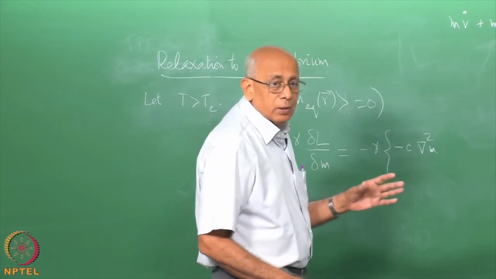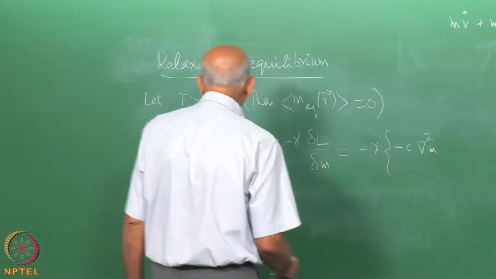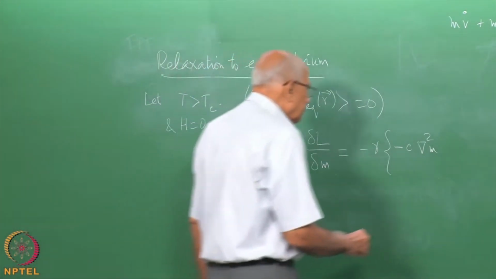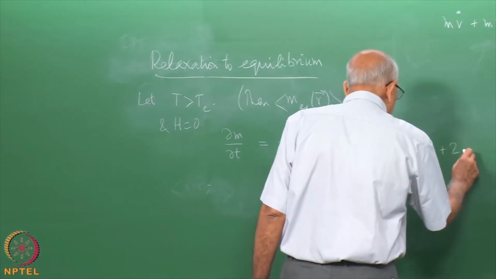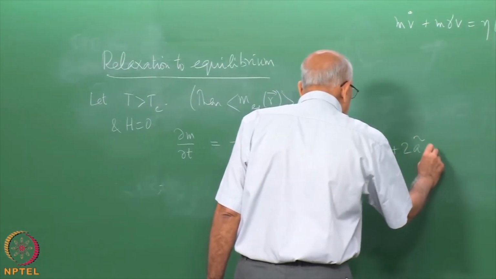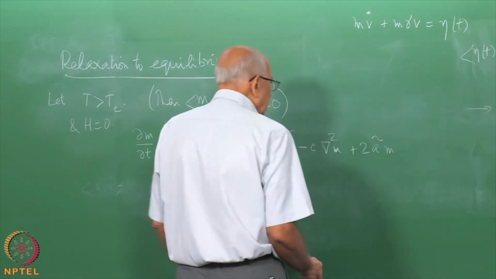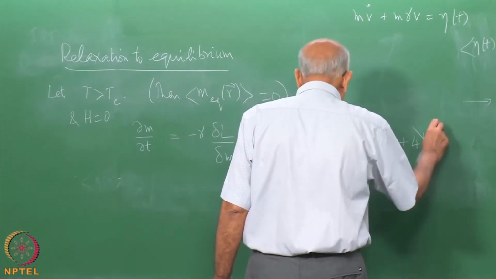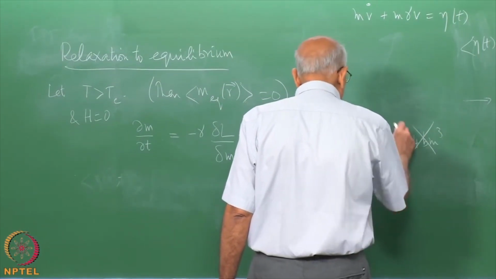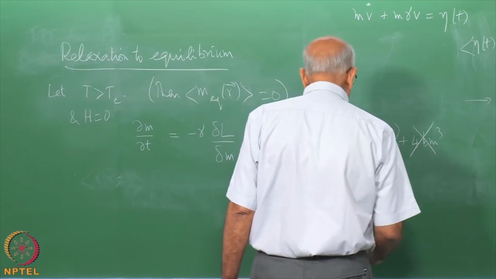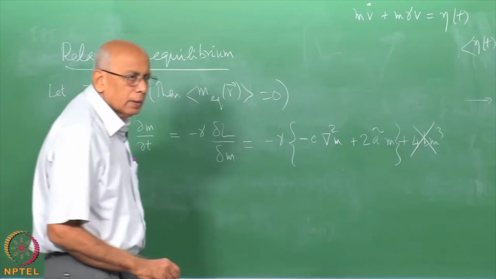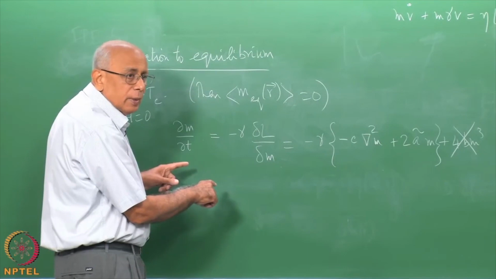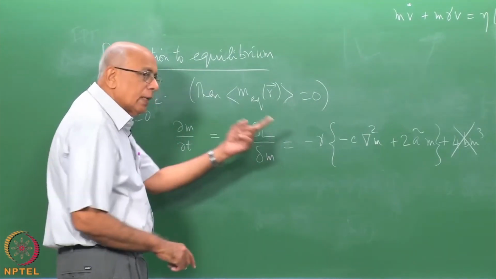So let us do it in the absence of an external field. Plus 2 a tilde m, plus there was a 4 b m cubed. I am going to throw this out. We are taking average values. I am not going to indicate it specially. Everywhere there is average, so the eta term has gone away.